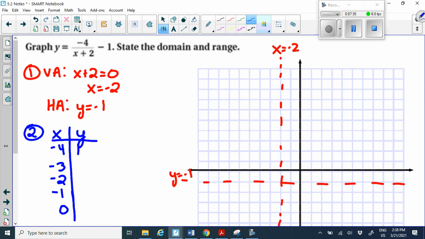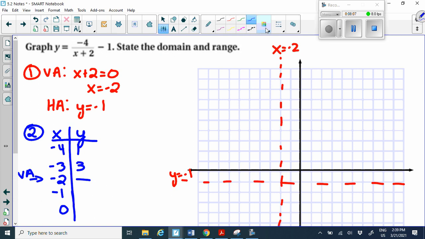Okay, when I plug negative 3 into there, I get negative 4 divided by negative 1, so that's 4 minus 1, that gives me 3. Know with our VA that we will not have a y value because we should not cross or touch that vertical asymptote. Okay, plugging negative 1 into there, negative 4 divided by 1 gives me negative 4, and then minus 1, that gives me negative 5. And then plugging 0, that's always the easiest one. Negative 4 divided by 2 is negative 2, minus 1 gives us negative 3.